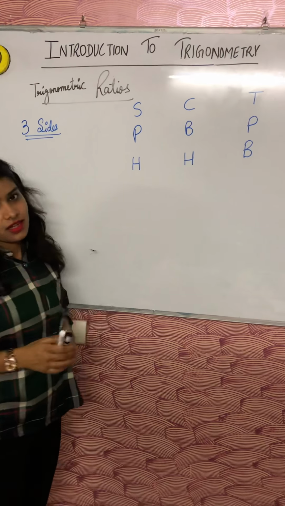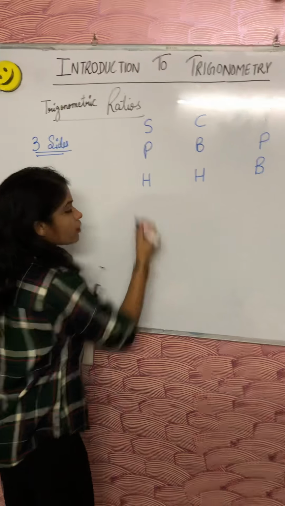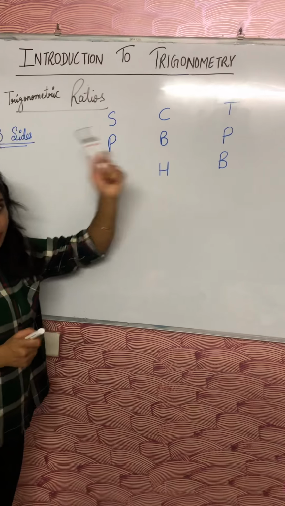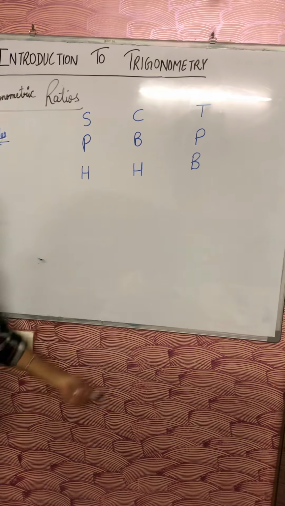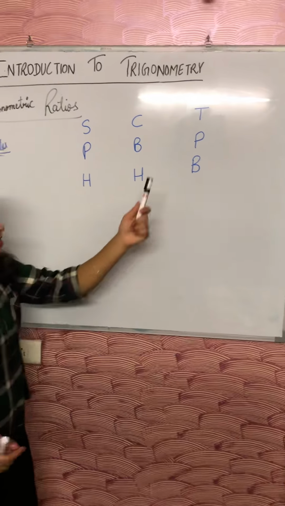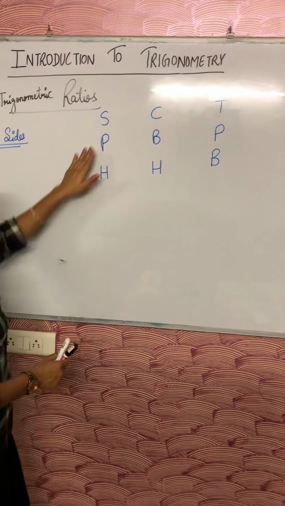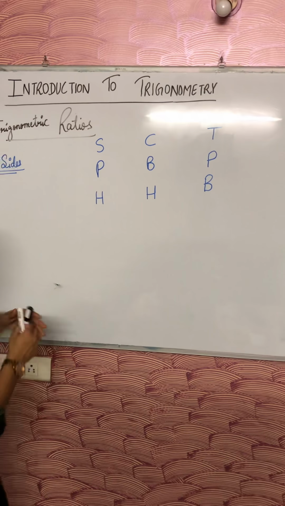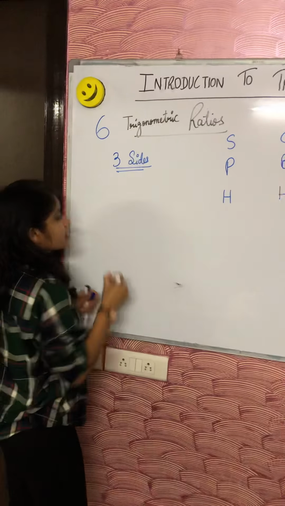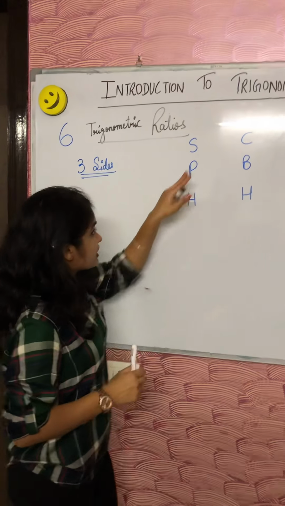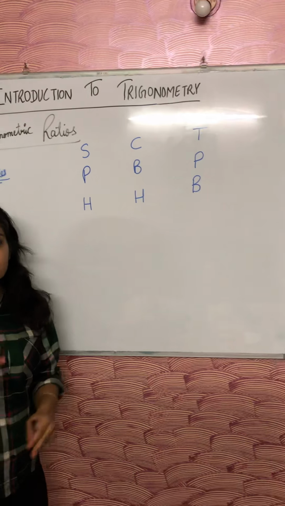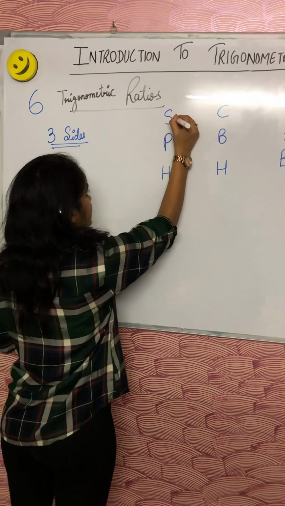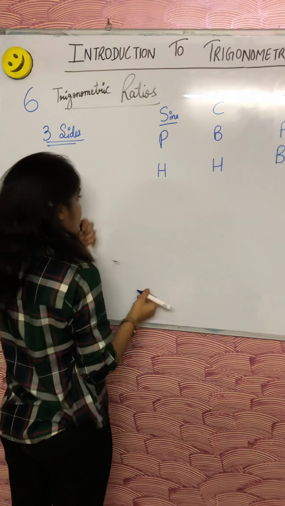So what is this now? You will understand. See, P for perpendicular, B for base, P again for perpendicular, H for hypotenuse, again hypotenuse, and again base. And what is this SCT? I'm telling you about how many trigonometric ratios we will study: 6. So these are 3 out of 6, and S stands for sine. S stands for what? Sine.